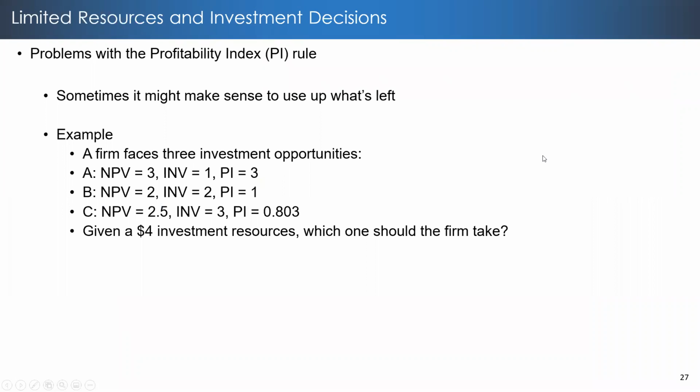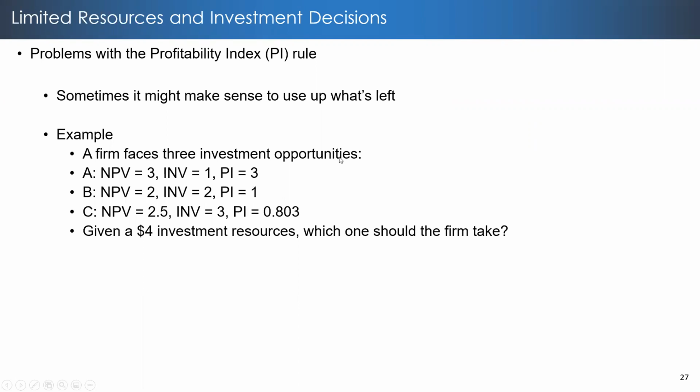So an interesting thing for the PI rule is that sometimes you might have a better choice starting not with the highest PI. Sometimes it's better if we use up all the remaining resources than taking the highest PI. Okay, let's take a look at this example.